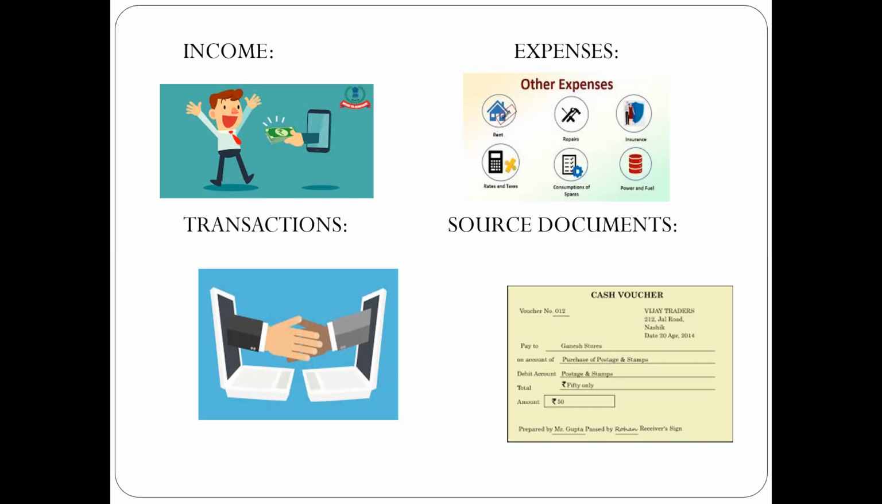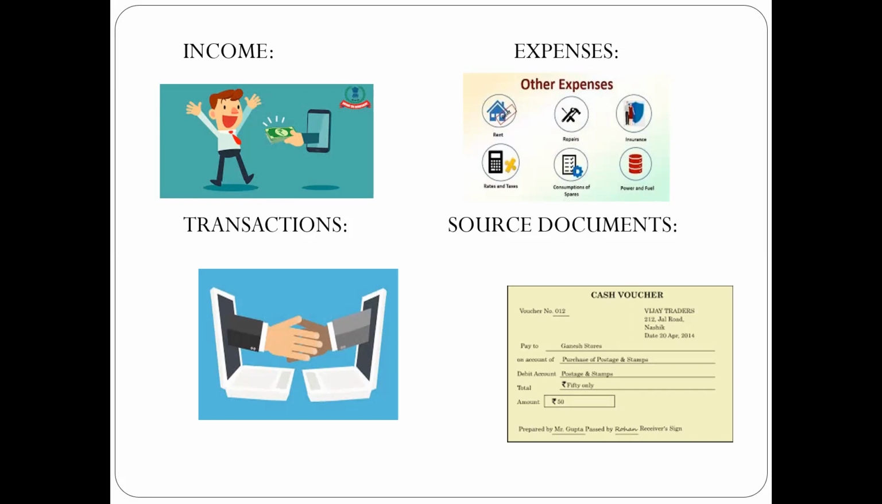Then on the left-hand side, again, bottom, we have transactions. You can see two people shaking hands there. Every time a transaction happens between people, for instance, where you sell a product to someone, or you render a service to somebody, then a transaction is taking place between you two.